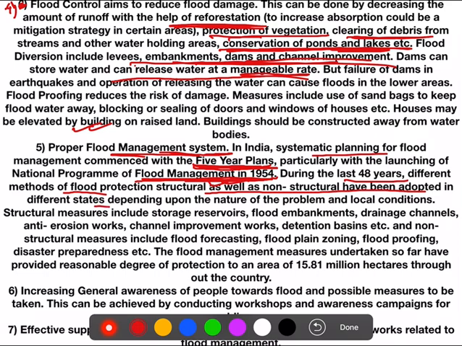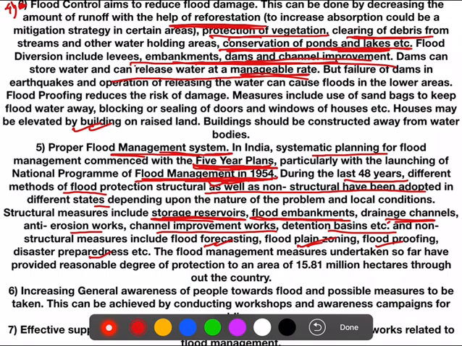Structural measures include storage reservoirs, proper storage reservoirs, flood embankments, levees, drainage channels, anti-erosion works, channel improvement works, detention basins. So these are some structural measures. Non-structural measures include proper forecasting of flood, zoning, floodplain zoning, flood proofing, disaster preparedness. So these are some of the non-structural measures.